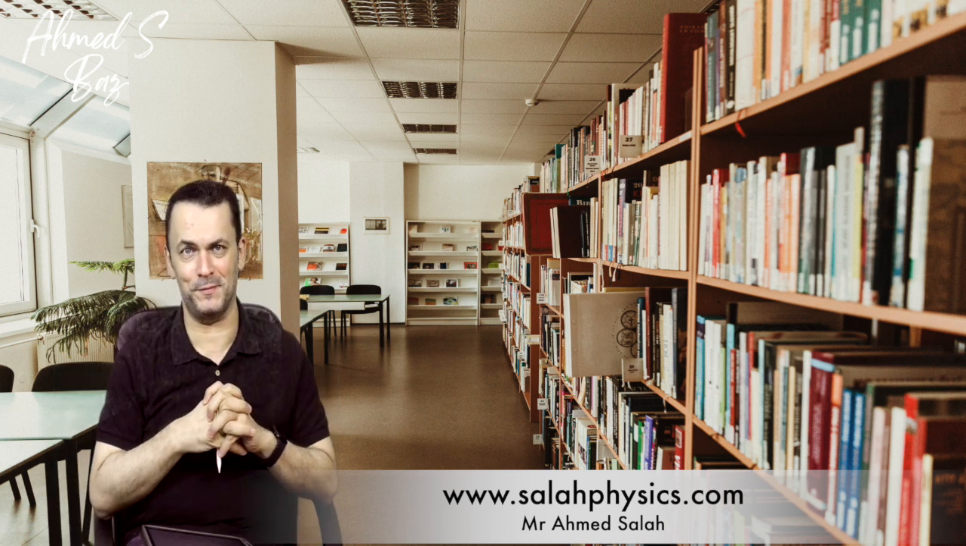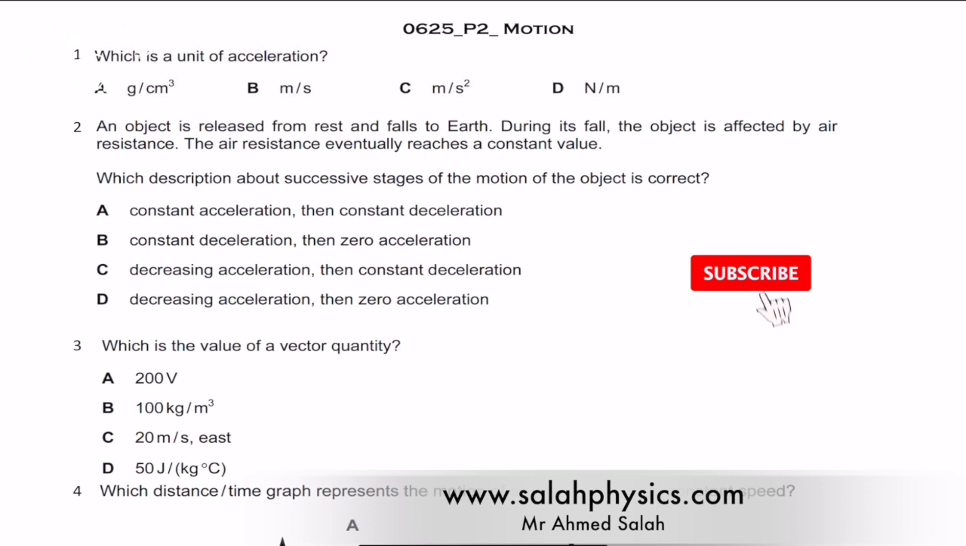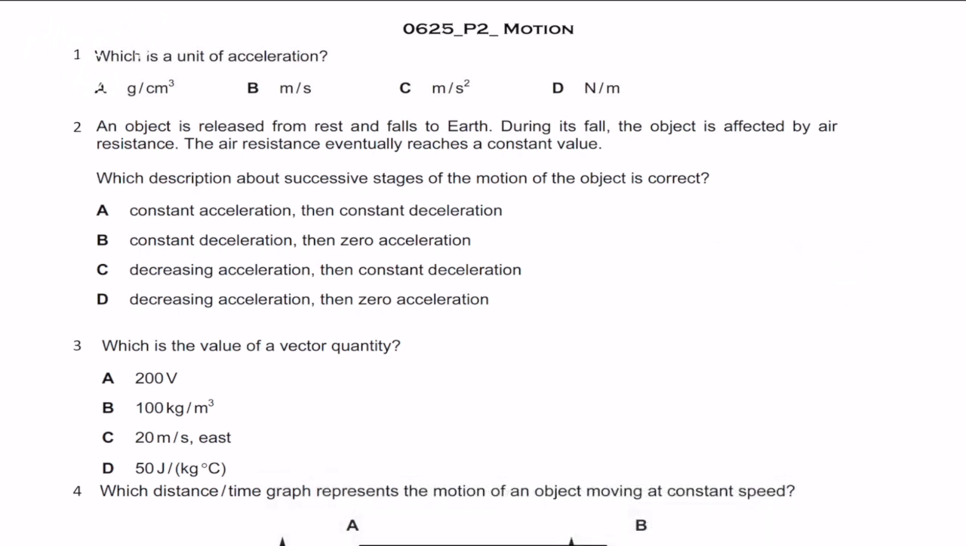Let's get in. We could start with paper 2, which asks for a unit of acceleration. I'm going to choose directly, it's supposed to be C, because the unit of acceleration is meter per second squared.